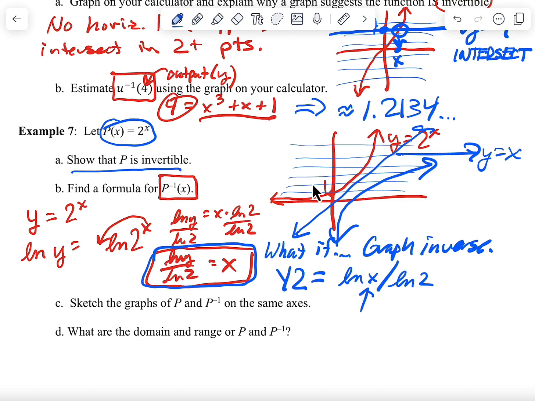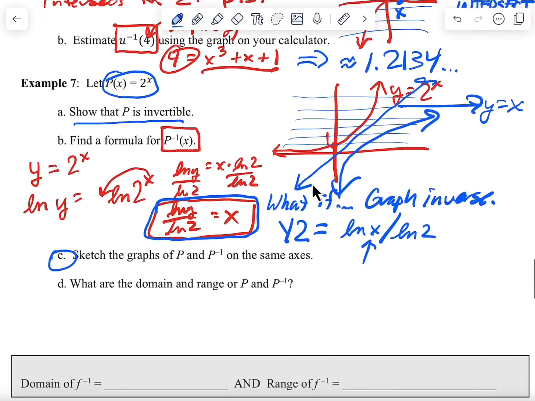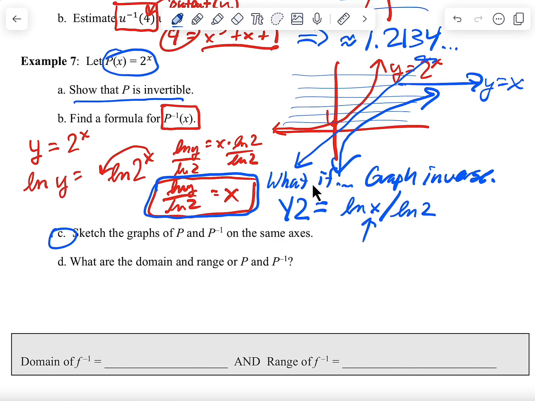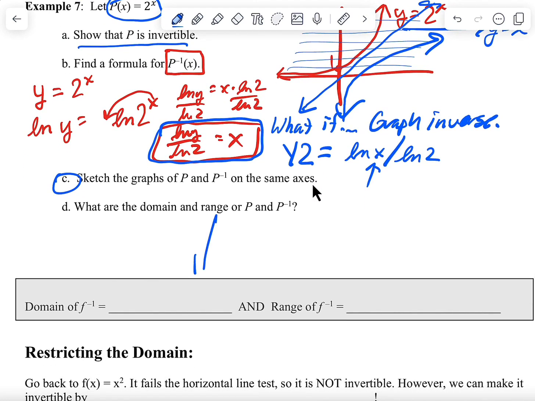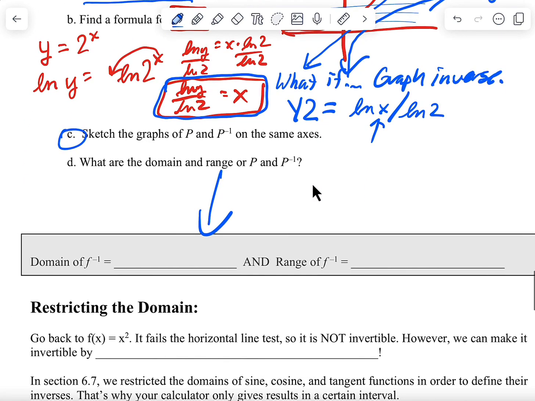That would be like a visual check for that. So we did see, we graphed the graphs at the same axis. And then another little feature of domain and range. Let's just answer that by filling in the blanks down here. A feature of domain and range with inverse functions is this.